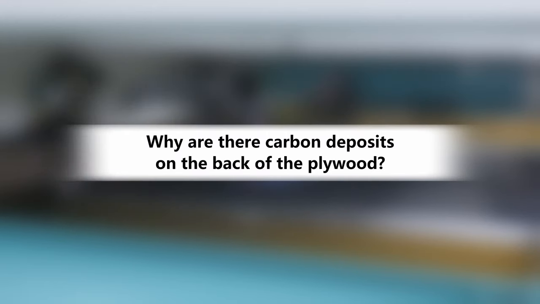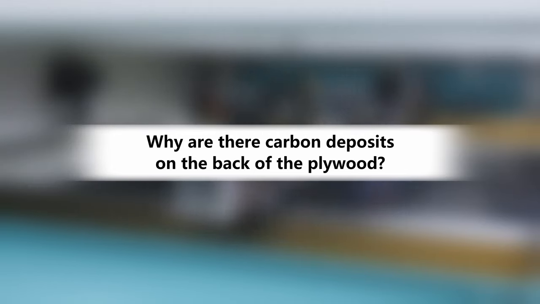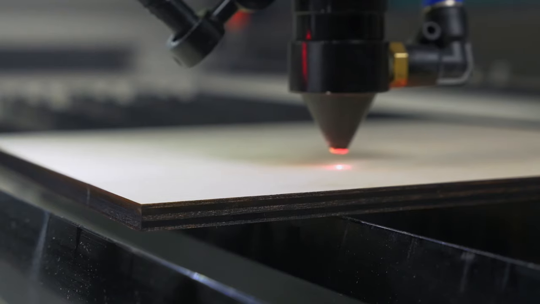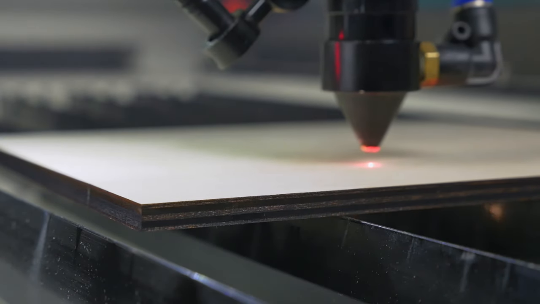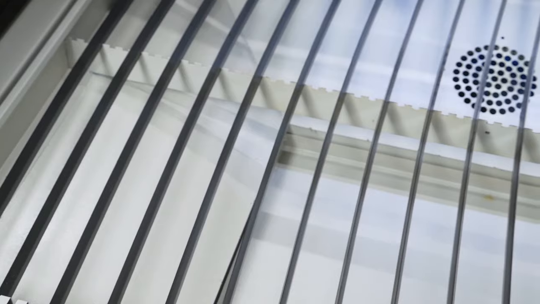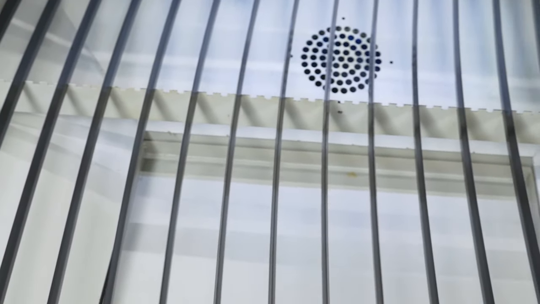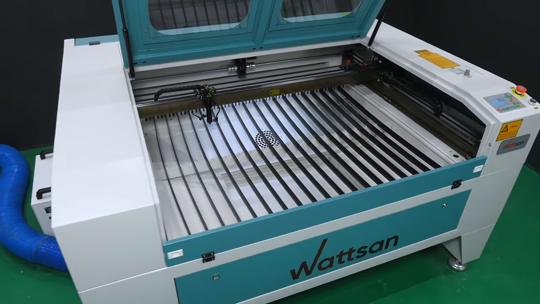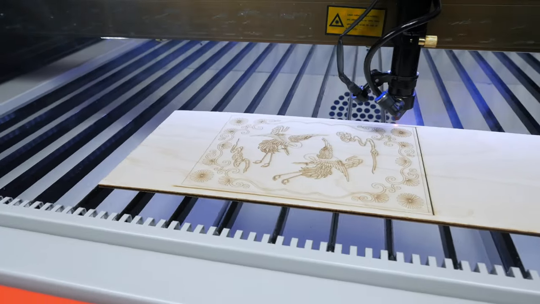Why are there carbon deposits on the back of the plywood? The carbon deposits on the back of the plywood can happen for two reasons. First and most visible, the slats of your machine are not made of anodized aluminium. Because non-anodized lamellas reflect the laser beam, that leaves carbon deposits on the back of the workpiece.